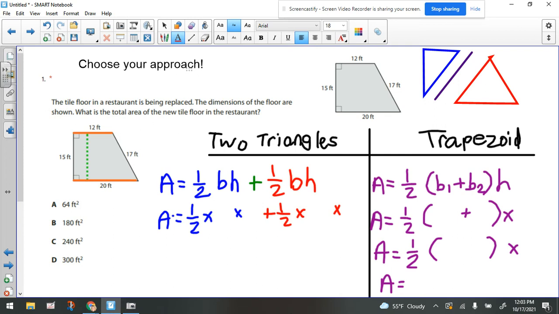We're looking at question number 1. The tile floor in a restaurant is being replaced. The dimensions of the floor are shown. What is the total area of the new tile floor in the restaurant?